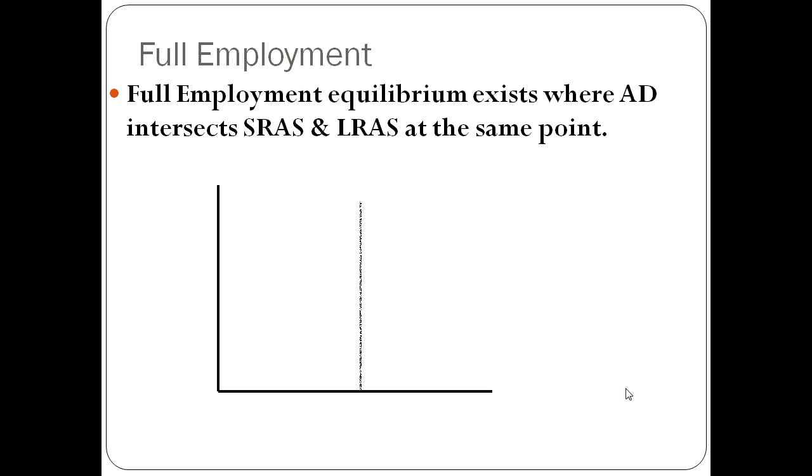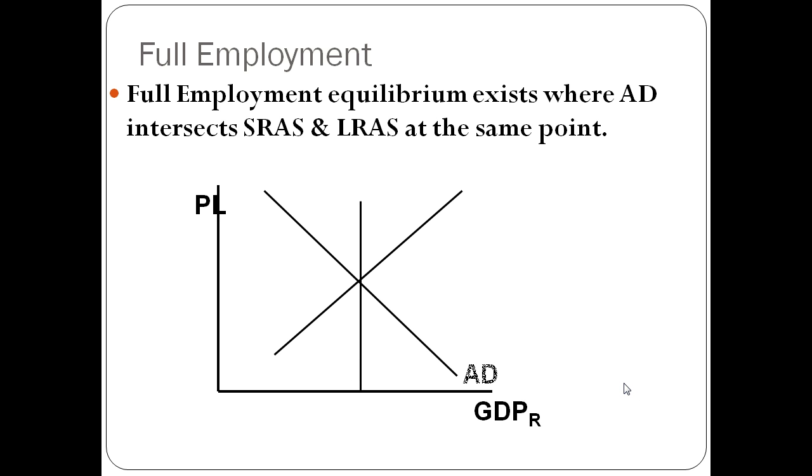Alright, so ladies and gents, the aggregate demand, aggregate supply model can really start in one of three places depending upon where your economy is at. And we're going to start off with full employment. Now this is where you want the economy to be. This is the goal for economists. So full employment equilibrium exists where aggregate demand intersects long-run aggregate supply and short-run aggregate supply at the same point. So the ADAS that you saw in the previous slide was in full employment.